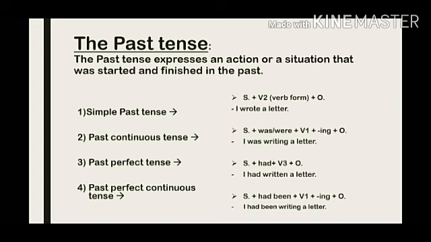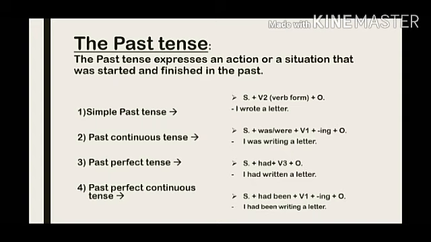Second, past continuous tense. The sentence is I was writing the letter. Here we use was or were and V1 with ing form, so the sentence is I was writing the letter. Third, past perfect tense. The sentence is I had written the letter. Here we use had with V3 form of the verb, which is its past participle. Therefore, we write I had written the letter.